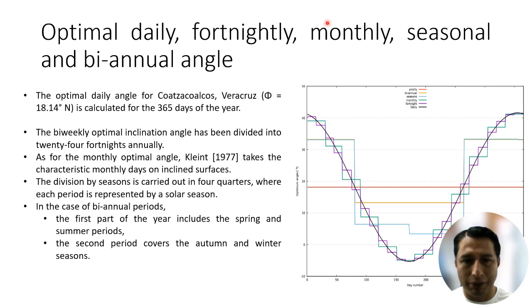For the case of the biannual, the first period corresponds to the spring and summer, and the second period corresponds to autumn-winter. In the case of the annual, we get the yearly average. This can be shown in the following figure, where the trend of the daily angles is marked in black, the weekly is in purple, the monthly is in green, the seasonally is in blue, the biannual in yellow, and finally the annual average is in red. As we can see, Jus Adolphi told us the year is equivalent to having the angle of the latitude.